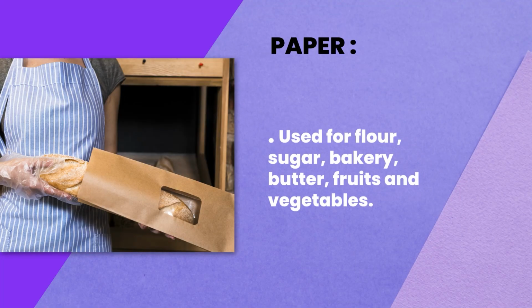Greaseproof papers can be used for the confectionery and butter. These papers are also suitable for preparation of laminates. For example, they are used in the laminates used for the Tetra Pak. They can be used for the product like the flour, sugar, bakery products, butter, fruits and vegetables.